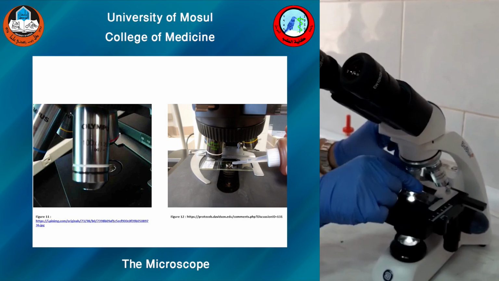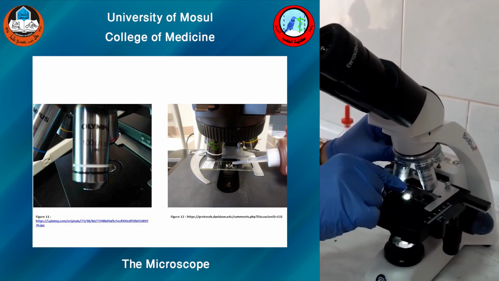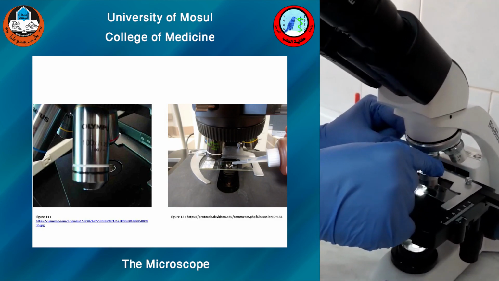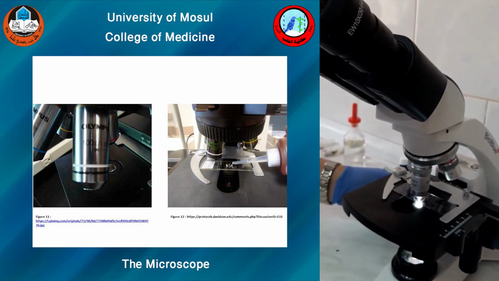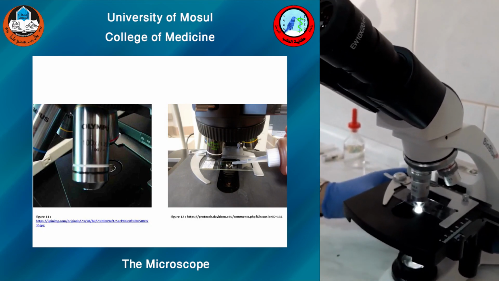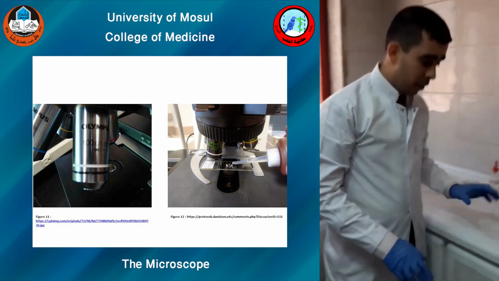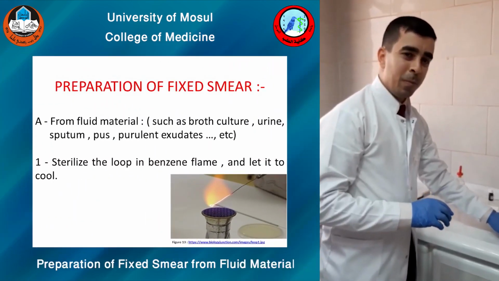Until we have the best view, we change to halfway between the high power and oil immersion lens. Place a drop of oil on the slide and bring the oil immersion lens to this drop of oil, and we will focus using only the fine adjustment knob. This is all about the first part of our lab today, which is how to use the microscope.